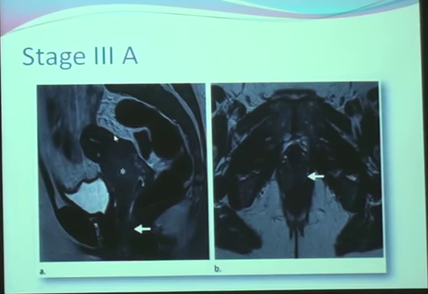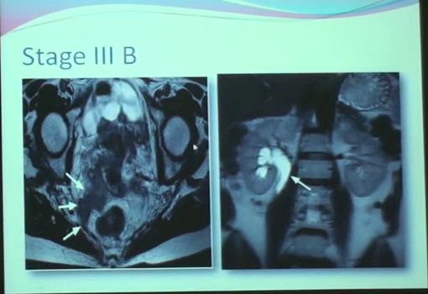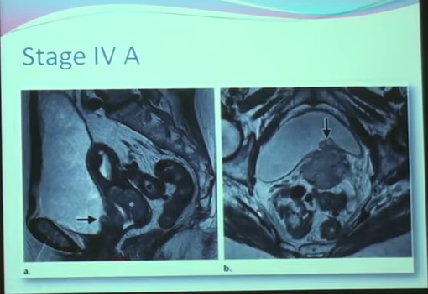In stage 3A, you can see the lesion extending into the upper and the lower third of the vagina, more obvious on the imaging. In stage 3B, we can see the lesion extending into the lateral wall of the pelvis with consequent hydronephrosis. In stage 4A, there is direct invasion of the bladder as visualized here, seen extending into the bladder base, and as seen clearly in the axial.